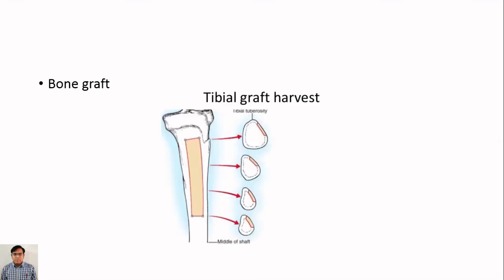Now, tibia is a common bone used for graft harvest. In this photograph you can see the yellow area is the area from where the graft can be taken and harvested for use somewhere else, in the required place. So this is all about tibia, and keep revising it. Thank you.